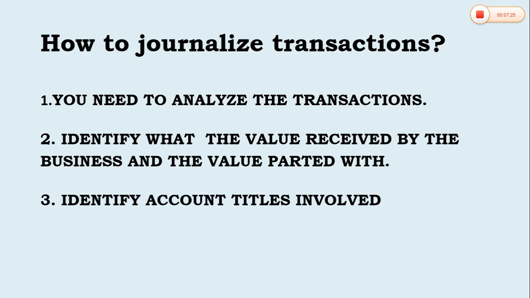Okay? Number three, you have to identify the account titles involved. What are the account titles involved in the transaction? Is it cash? Is it service income? Is it expenses? Is it liabilities? Okay? Identifying account titles is important because each financial transaction has at least two effects. So, at least one debit, at least one credit.